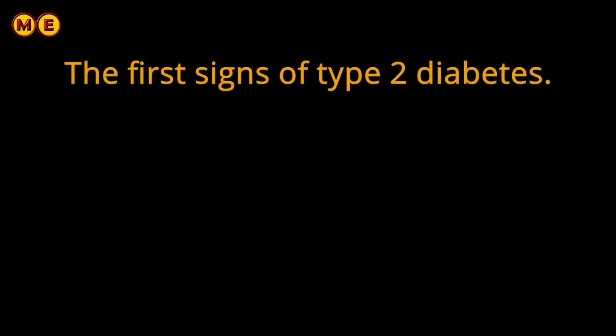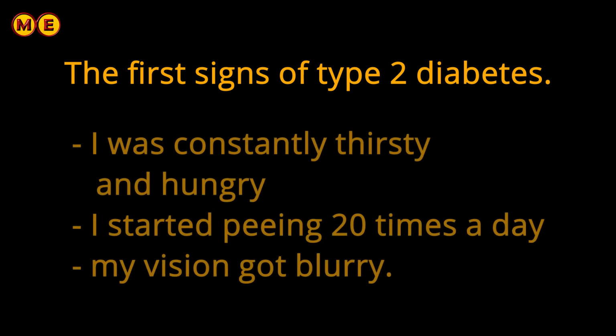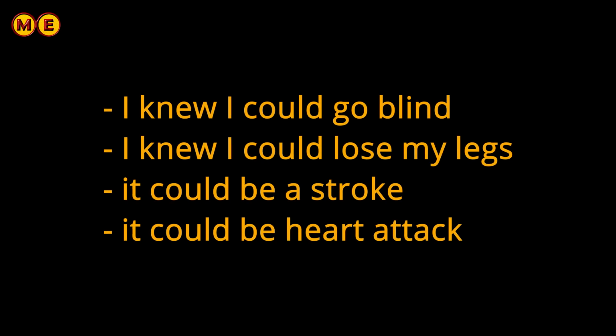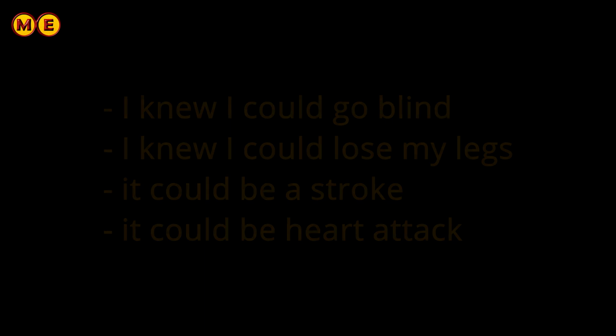Then I had my first signs of type 2 diabetes. I was constantly thirsty and hungry. I started peeing 20 times a day, and my vision got blurry. That terrified me because I knew what can happen if you live long enough with diabetes. I knew I could go blind. I knew I could lose my legs. It could be a stroke or a heart attack.